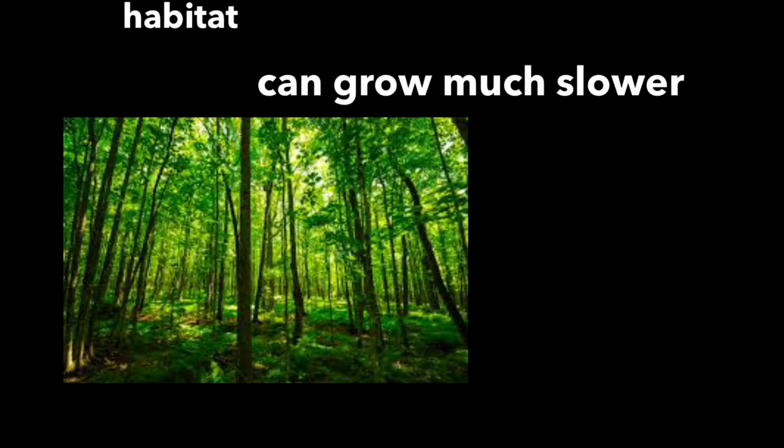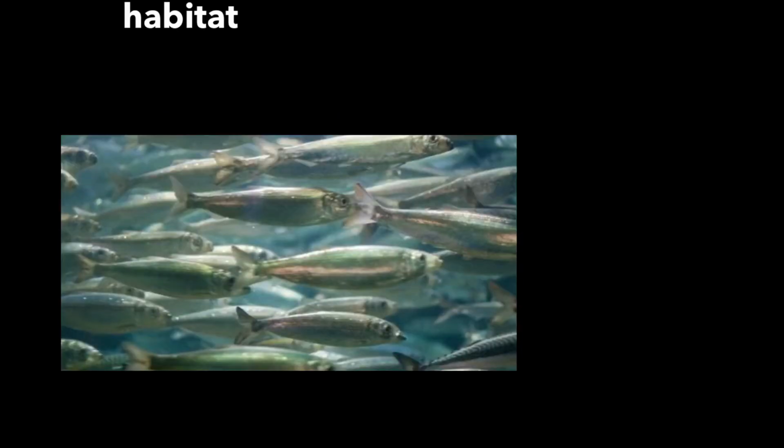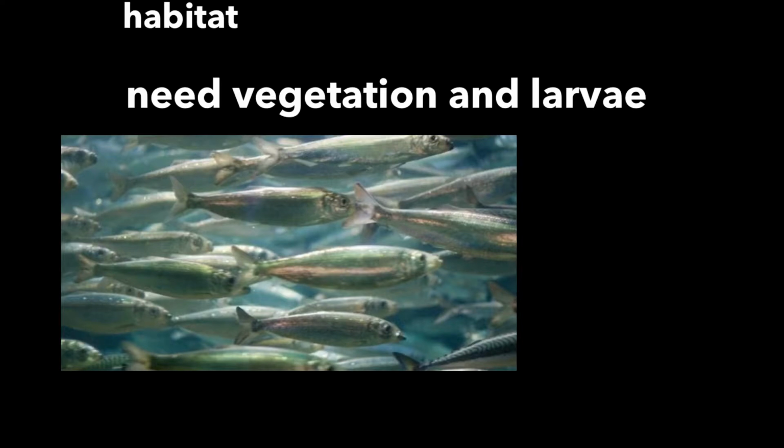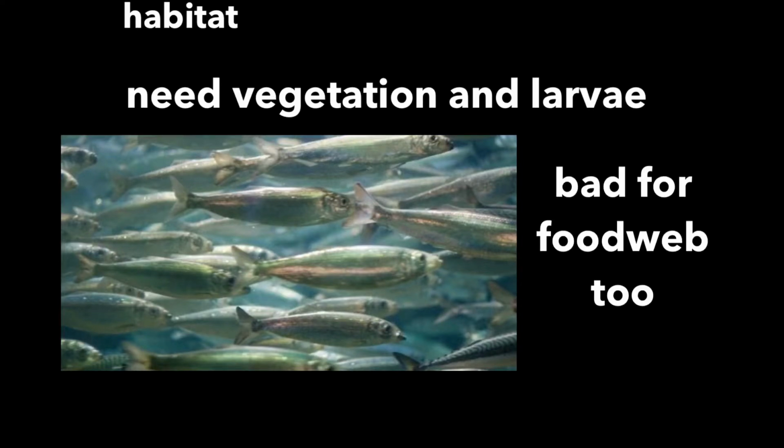Habitat. Parts of an animal's habitat, like trees and vegetation, could grow much slower or not grow at all if they are exposed to more UV rays. Animals like fish depend on vegetation and larvae, so with a disruption in their habitat, there's a disruption in the food web.